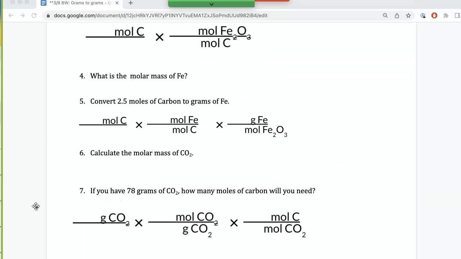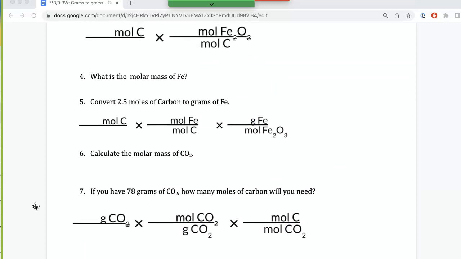I'm going to start again with the moles of carbon, which is my given, so 2.5 moles of carbon. I need to look at my mole-to-mole ratio. And how do I find a mole-to-mole ratio? Well, I know it's moles to moles. I'm looking at my balanced equation, so I look at my coefficients. The number 3 is in front of carbon, and the number 4 is in front of iron. Next, I have moles to grams.